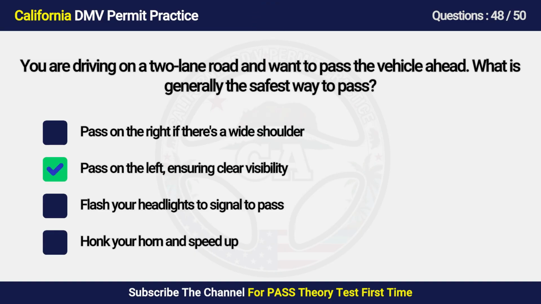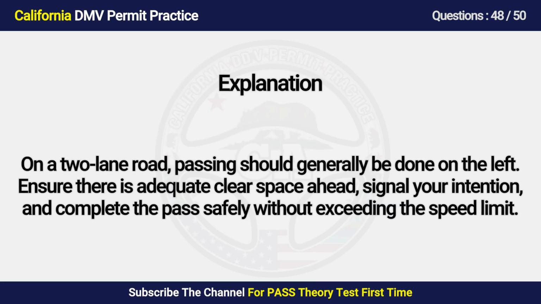Answer is B. Pass on the left, ensuring clear visibility. On a road, passing should generally be done on the left. Ensure there is adequate clear space ahead, signal your intention, and complete the pass safely without exceeding the speed limit.